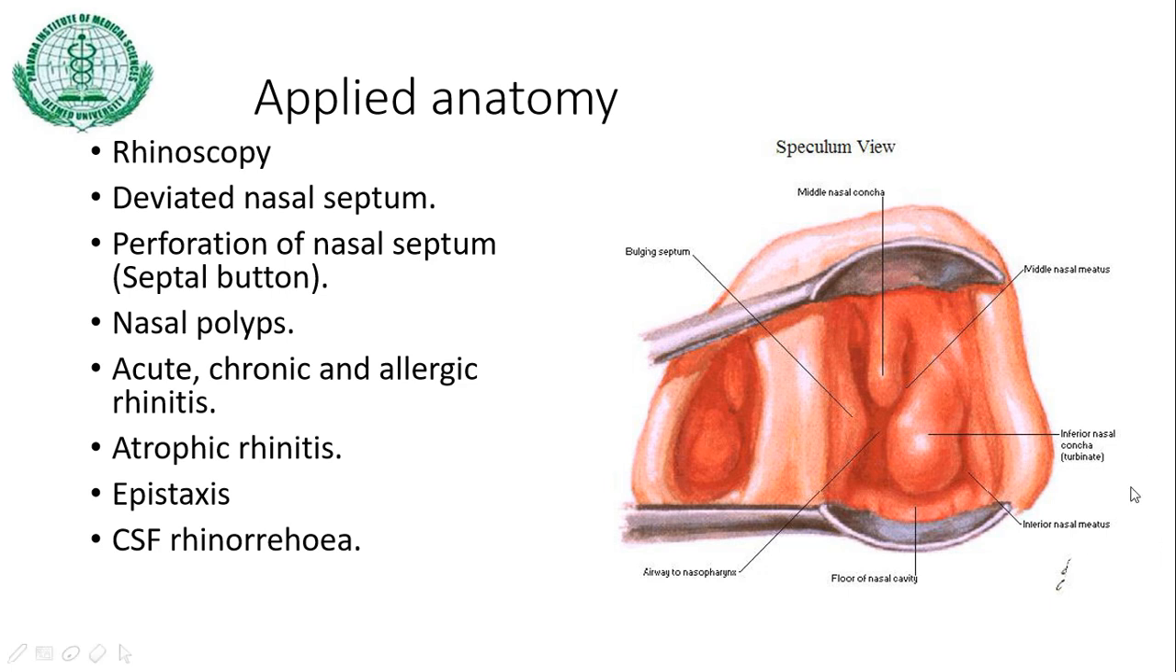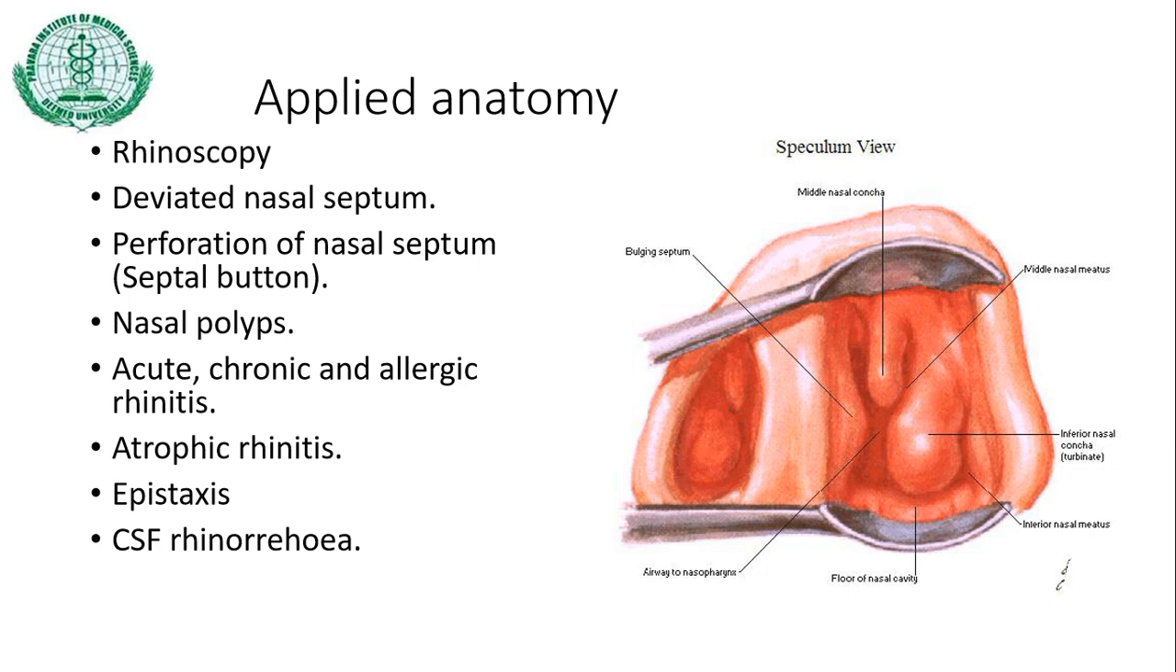Anterior rhinoscopy is carried out by inserting a nasal speculum through the nostril. Here you can see the middle and the inferior conchae. The superior, middle and inferior meatuses can be seen, and the nasal septum is seen, as well as the floor of the nasal cavity. In the case of posterior rhinoscopy, it is carried out by inserting a mirror into the pharynx. The structures seen are the choana, the conchae and the posterior border of the nasal septum.